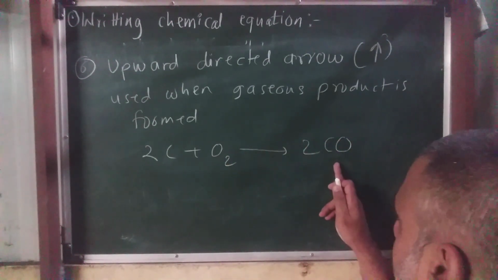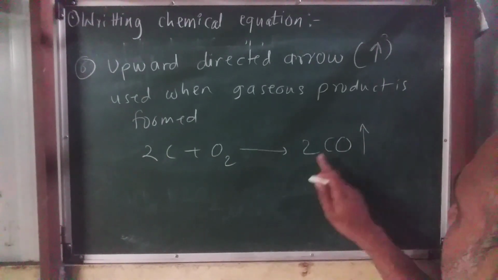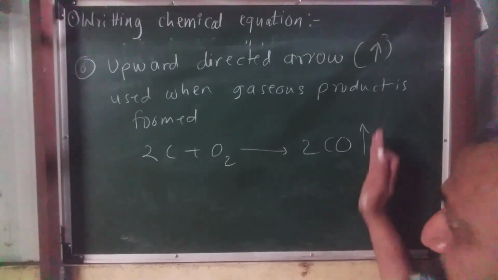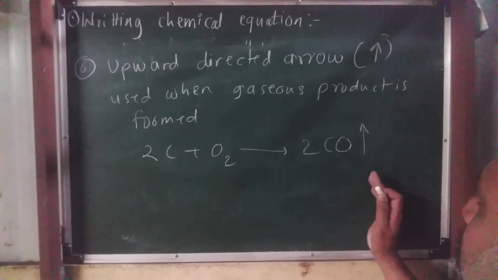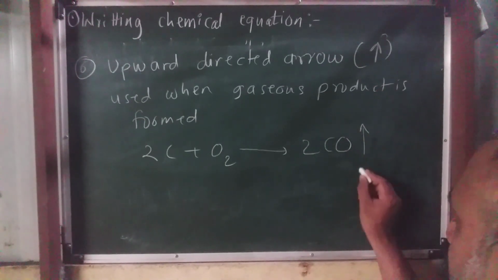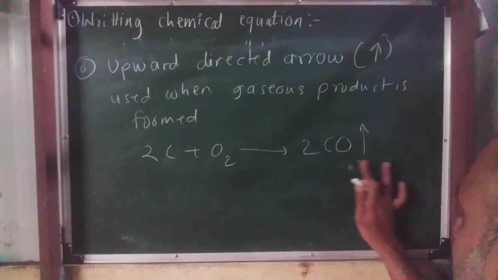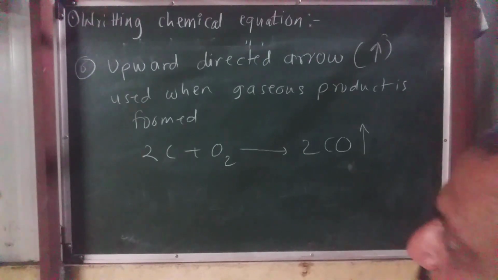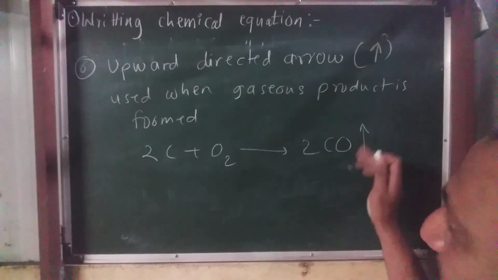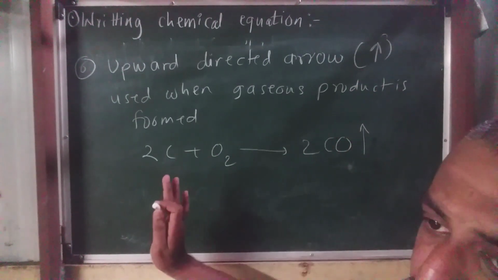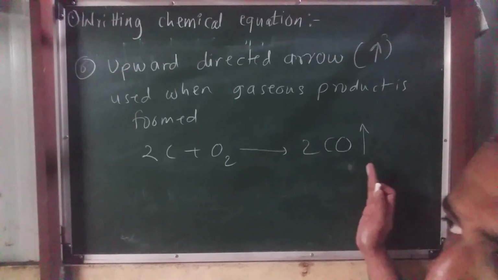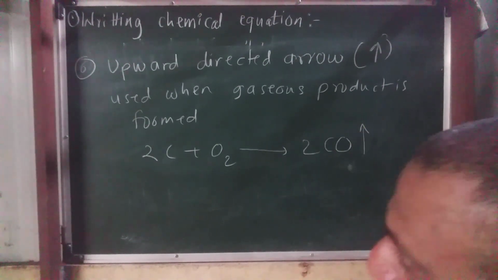So this carbon monoxide is a gaseous product. If a gaseous product is formed, we should mention it either by an upward directed arrow, or we should write a small g here. One of those we should do. So what does the upward directed arrow mean? Gaseous product. For the reactant we should not use it. If the product is in gaseous state, we can use the upward directed arrow.